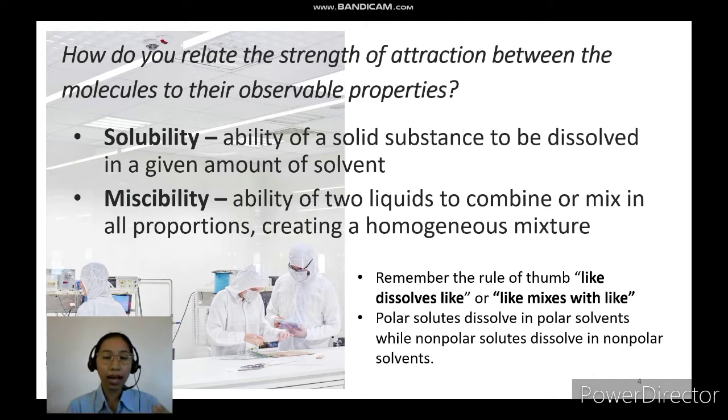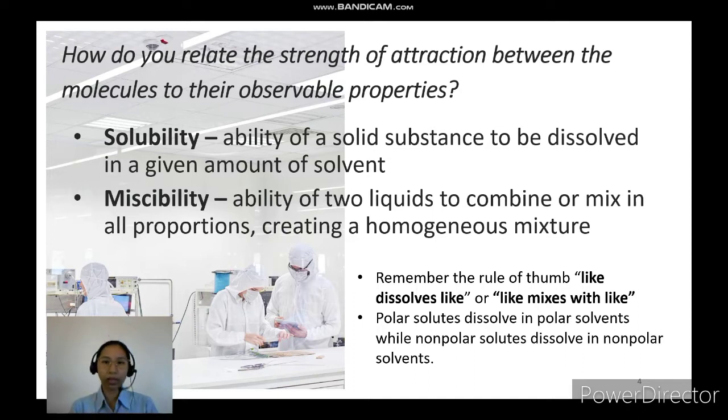So what is the connection of polarity to solubility or miscibility? Always remember this rule. The rule of thumb in this property is like dissolves like, or like mixes with like. Always remember that polar molecules can only be dissolved in polar molecules, or polar molecules are miscible with polar molecules, and nonpolar can dissolve nonpolar, but polar molecules and nonpolar molecules cannot dissolve or are not soluble.